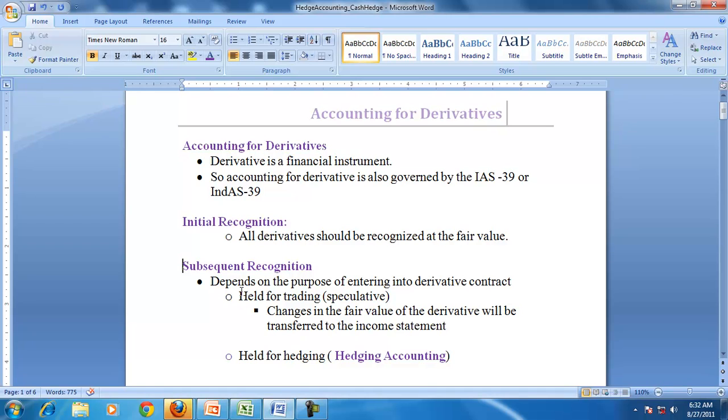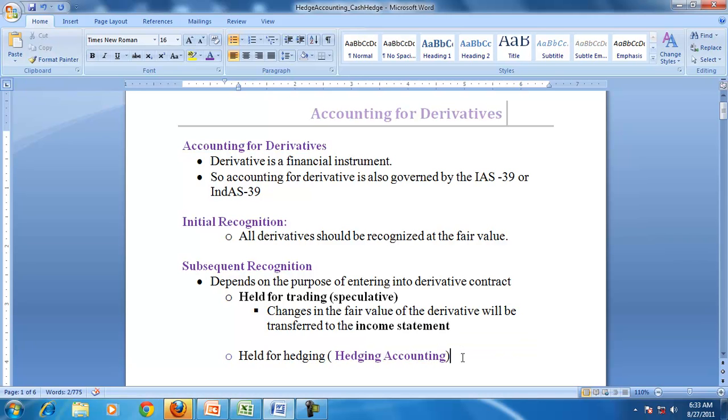Some derivatives may be of a speculative nature, called held for trading. The others are called held for hedging. In case of held for trading, the initial recognition is the same, but in the subsequent recognition the changes in the fair value of the derivative will be recognized in the income statement. But in case of derivatives held for hedging, they have to follow hedge accounting.